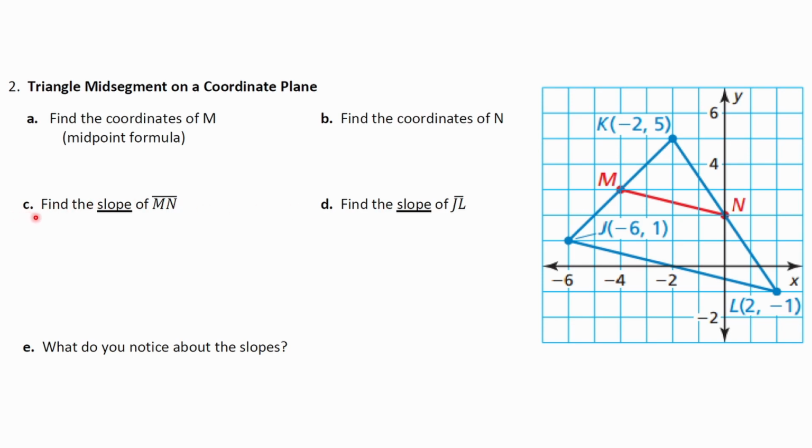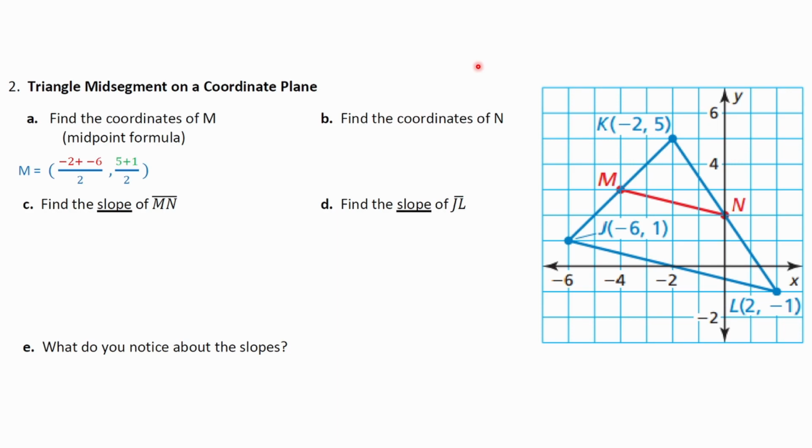Next, I want you to use the slope relationship, which is rise over run, or the change in y over the change in x, to find the slope of this segment in red, MN. And then you're going to find the slope of the base of our triangle, which is JL. Hopefully you'll notice something somewhat interesting at that point. We're going to look at that together. I want you to try on your own, so go ahead and pause the video, and then I will show you the things that I found.